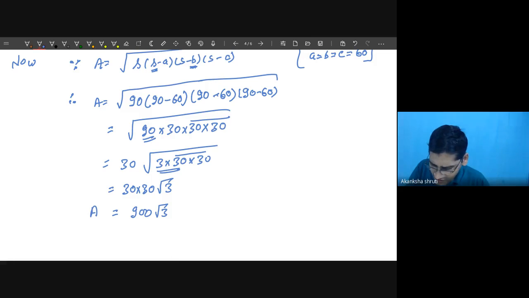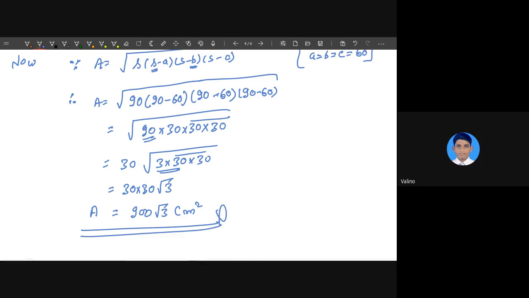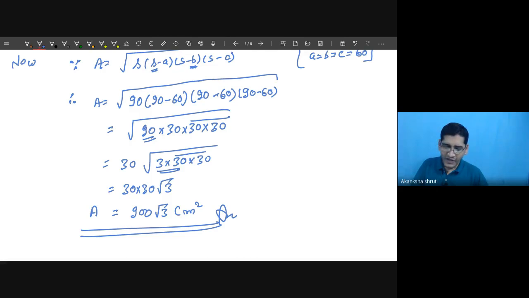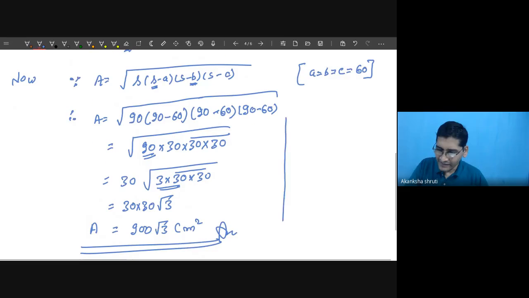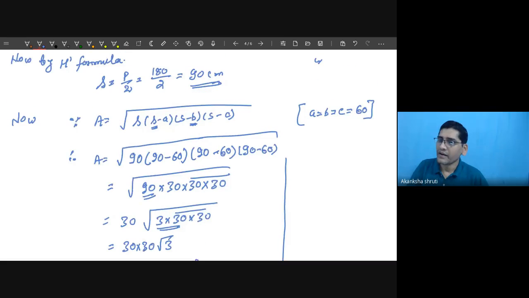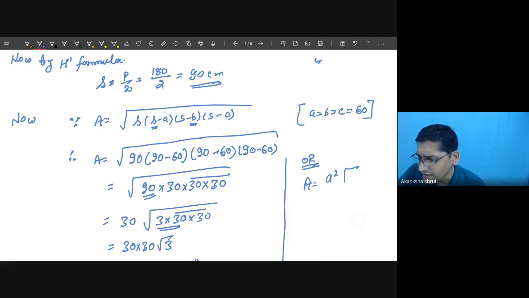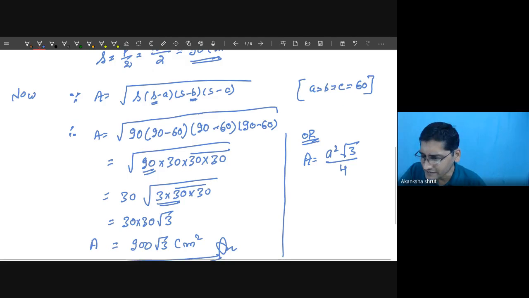What is the unit? It is given as centimeter, so centimeter squared. Is it okay? So this is by applying Heron's formula. Or the other way, we can also apply the area as A squared root 3 by 4, to see whether we get the same or something different.